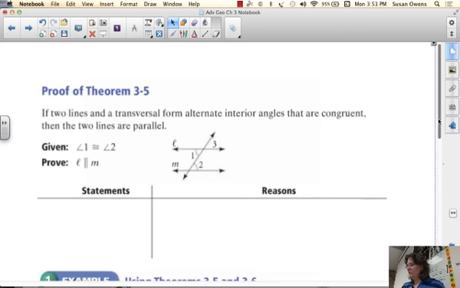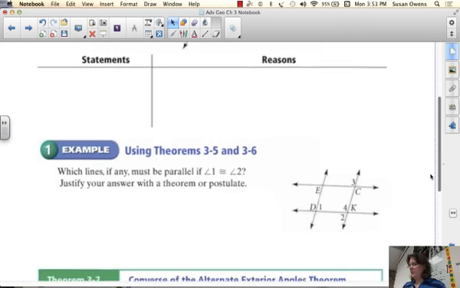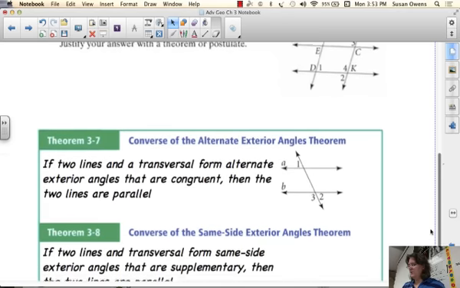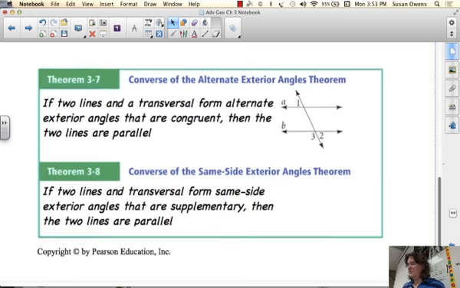So we will prove these in class. First we're going to prove, and then we have using one of the theorems. Take a look at both of those, and we'll talk about those tomorrow.